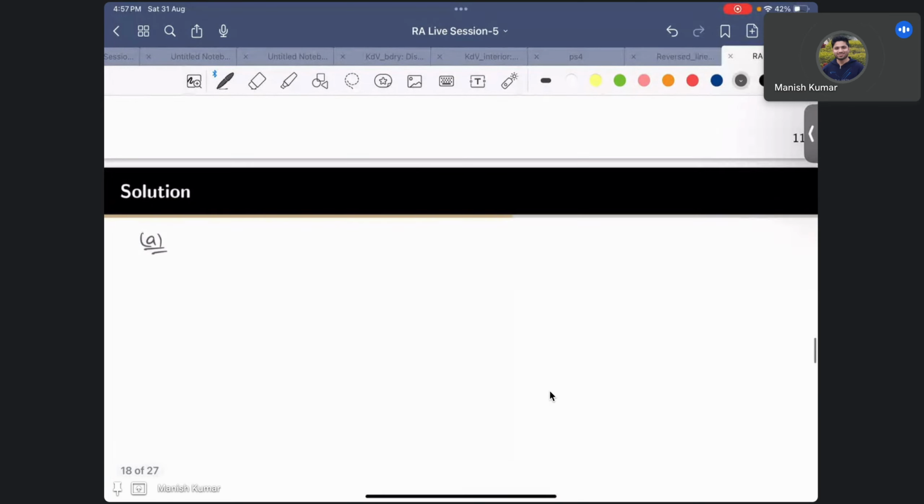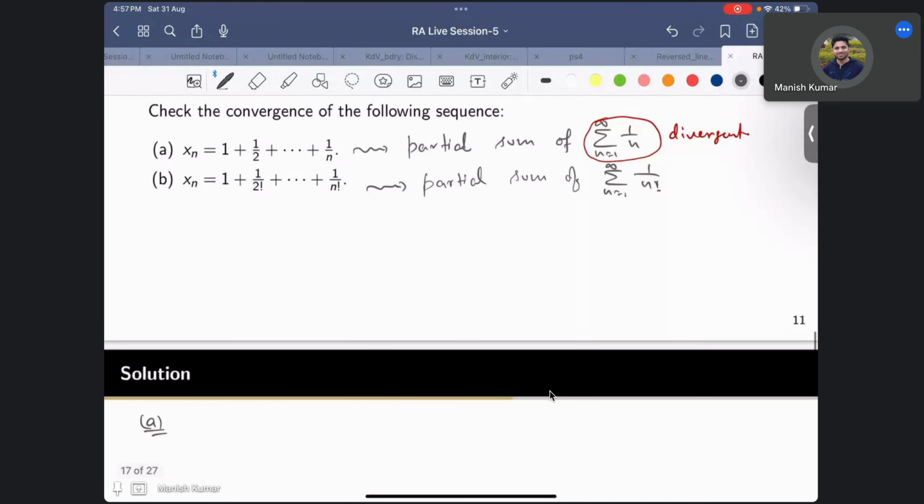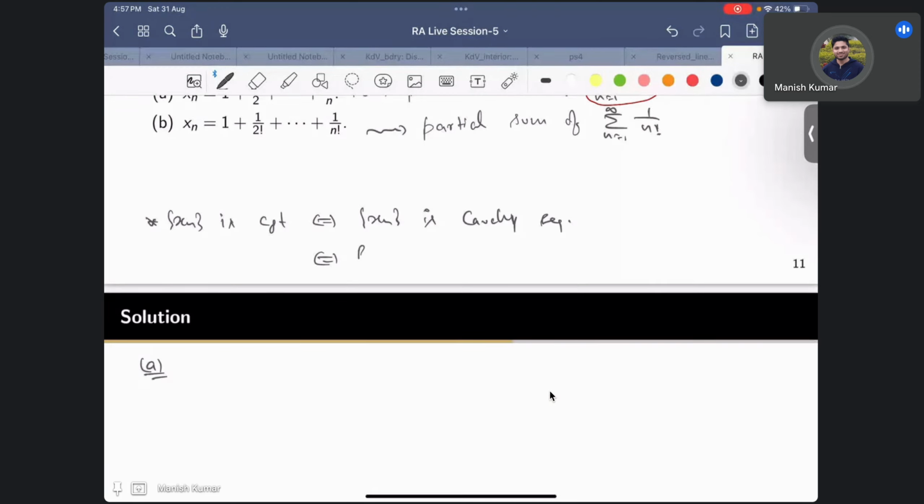We know that a sequence xn is convergent if and only if xn is Cauchy, because the real line is a complete metric space. And Cauchy means that for every epsilon greater than 0, there exists a capital N in the natural numbers such that mod of xn minus xm is less than epsilon for all n, m greater than or equal to N. This is what we know about Cauchy.